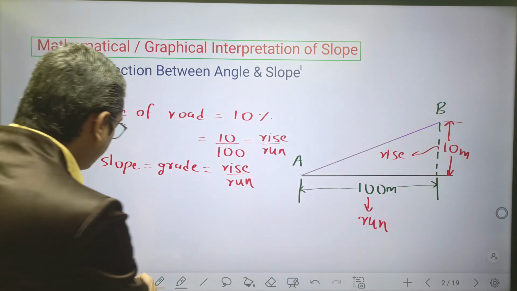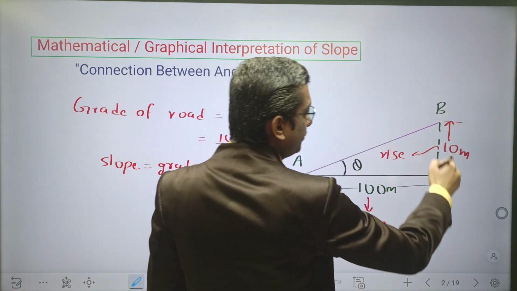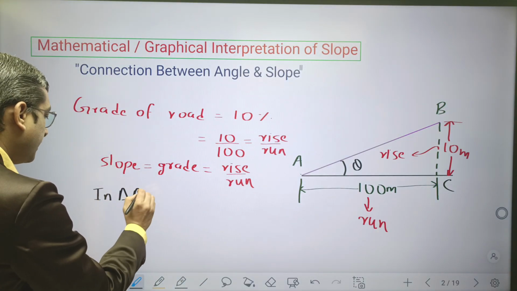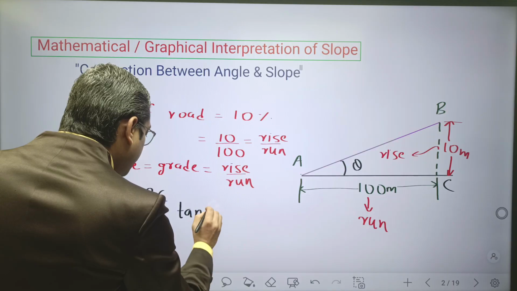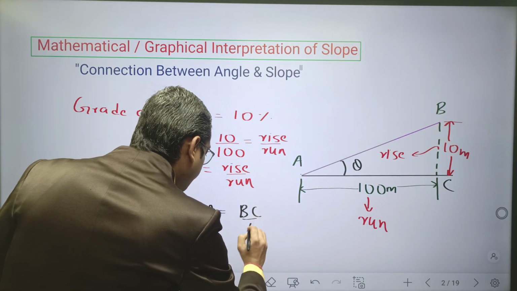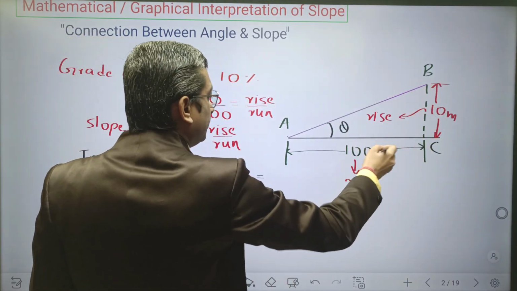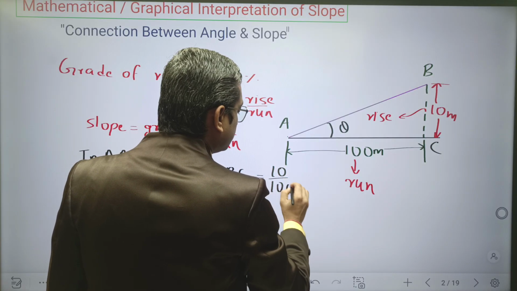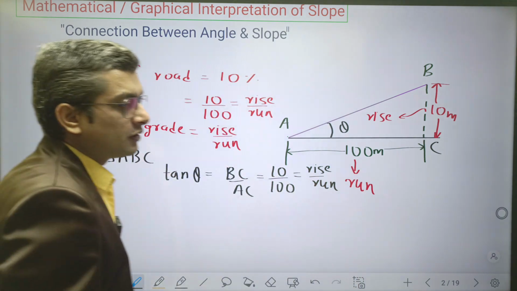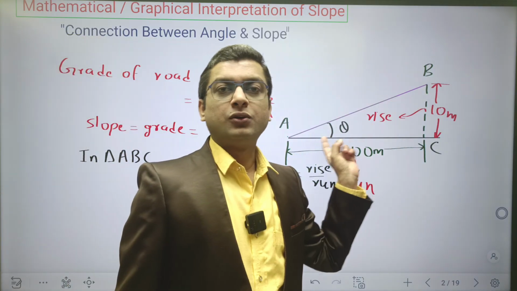Are you getting? Now suppose I take this value as angle theta. In triangle ABC, let us suppose this point is C. tan theta is given by BC by AC, that is opposite side by adjacent side. And what is BC? Here BC is 10 and AC is 100. And this is nothing but rise by run. So what information are we getting here? The real life application of slope can be seen in finding the grade of the road, isn't it?